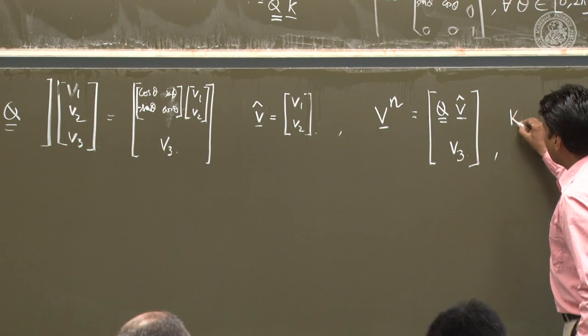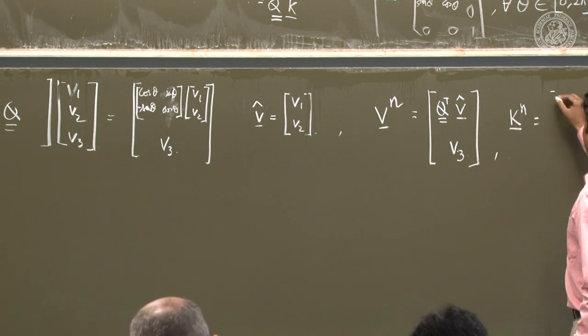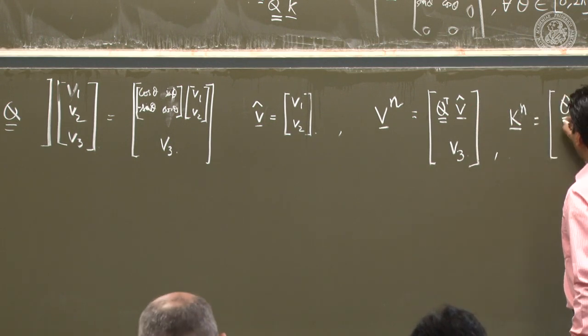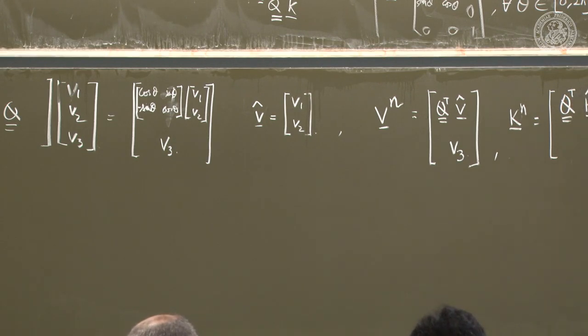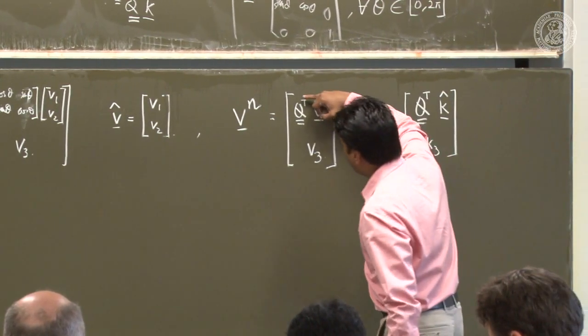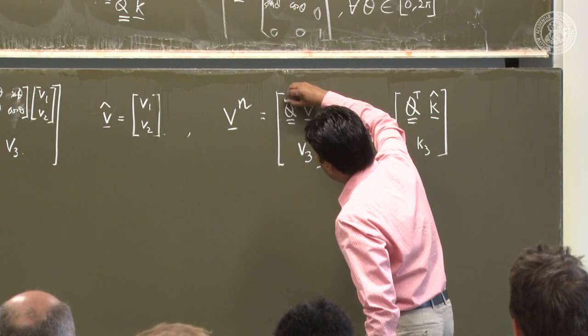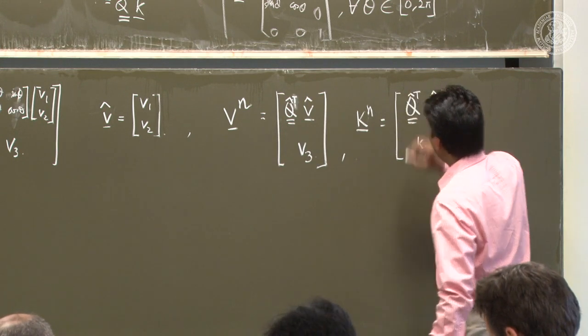Similarly, for K nu, with the transpose, it is equal to Q transpose times K hat, where K hat has only K1, K2 and K3. Then we should also put a hat on the Q. Yes, we can put hats on the Q because they are just 2D projections. Q hat transpose.